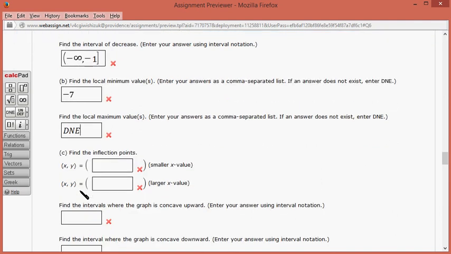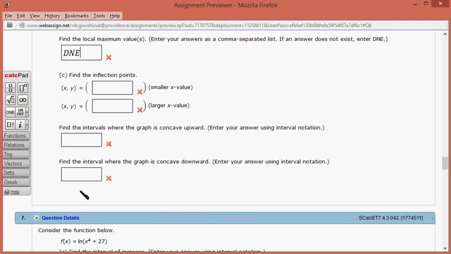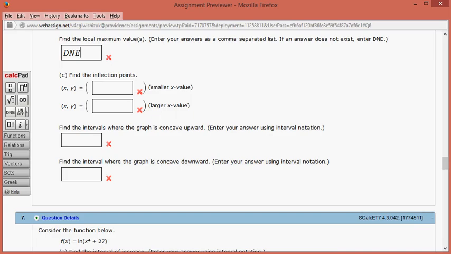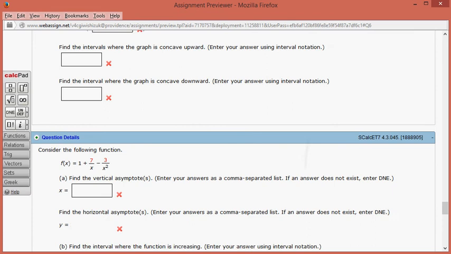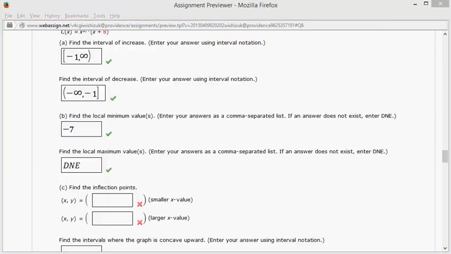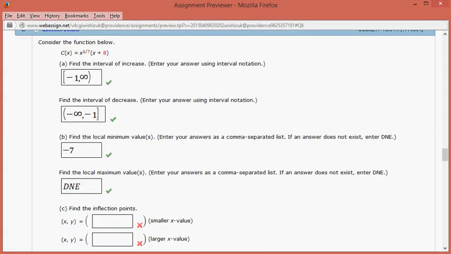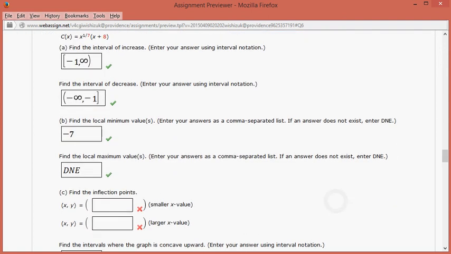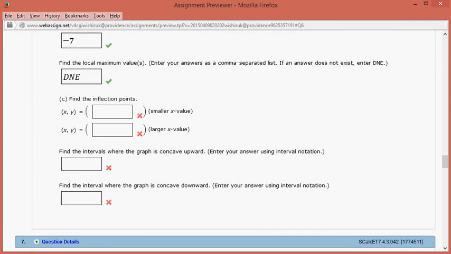Right, and we want to find the inflection points. So let's do that. Oh, actually, before we do that, let me make sure I got the right answer. So I'm going to just submit for testing. Alright, looks like we got the first two parts correct, part A and part B. So let's do part C.